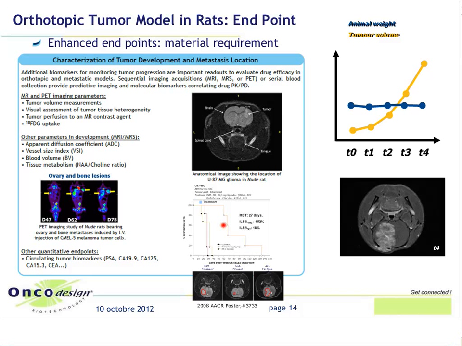At Oncodesign, a platform dedicated to animal imagery is available. Other quantitative endpoints could be determined, like dosage of circulating tumor biomarkers, like carcinoembryonic antigen or PSA.